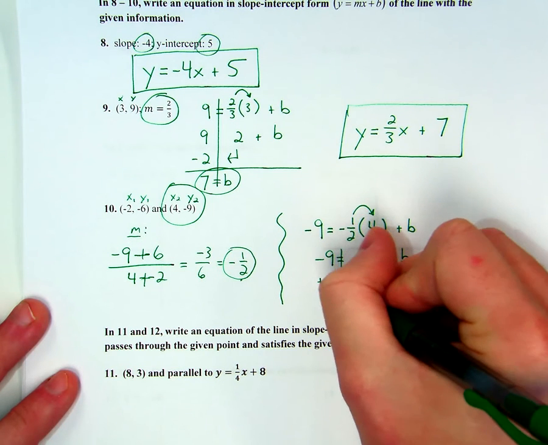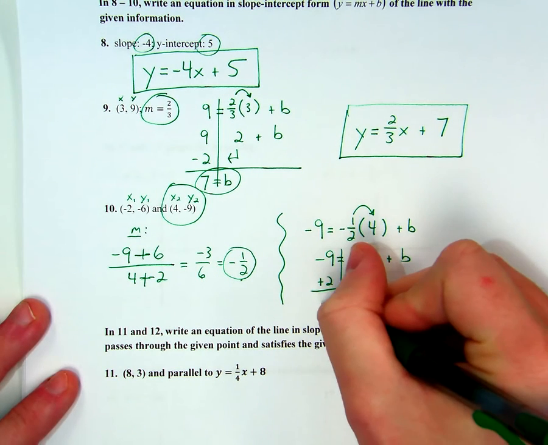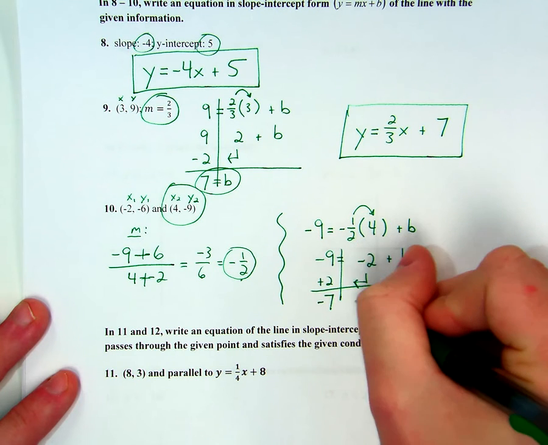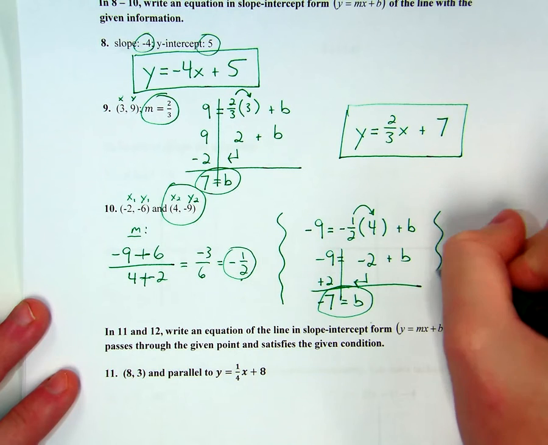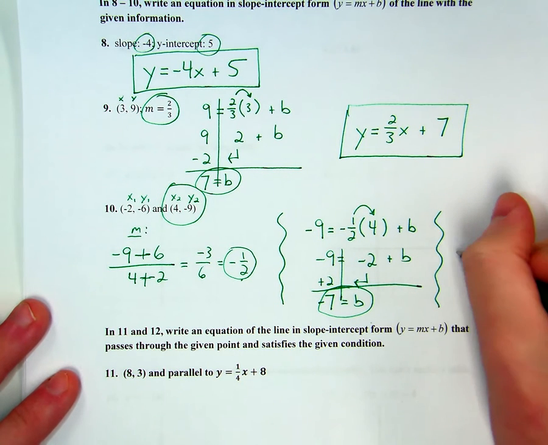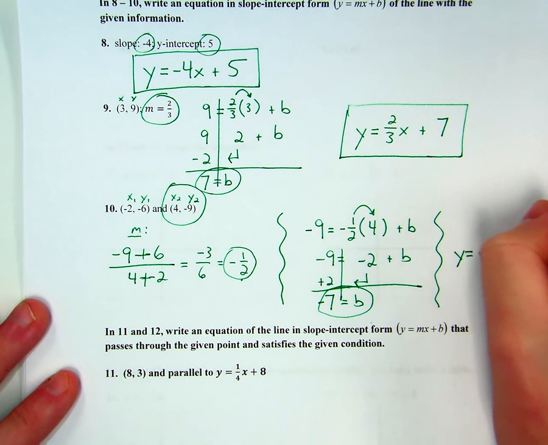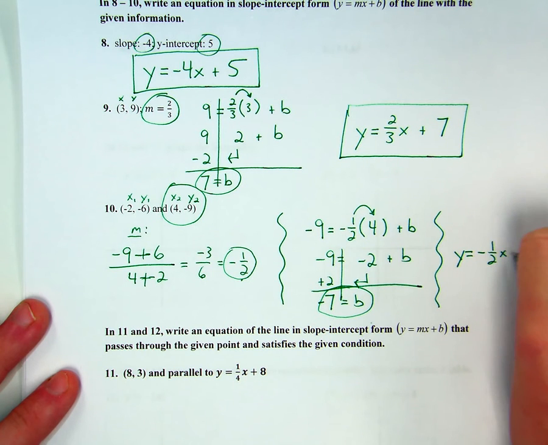Move the 2 over and it becomes a +2. -9 plus 2 is -7. And all we have left on the right is b. Now that we know m and b, we can write our equation. Y equals -1/2 x minus 7.